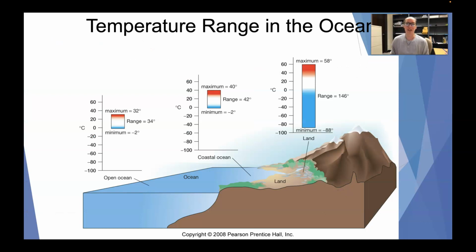The last adaptation I want to talk about is temperature. So this graphic here is just showing temperature range in the ocean, really just highlighting the fact that the open ocean has the smallest range between the open, coastal, and the land masses. And with the land having such a crazy range in temperature, minimum being negative 88 degrees Celsius, no thanks, and a maximum of 58 degrees Celsius. Also very, very hot. So we have terminology for creatures that can withstand a large range and a small range.